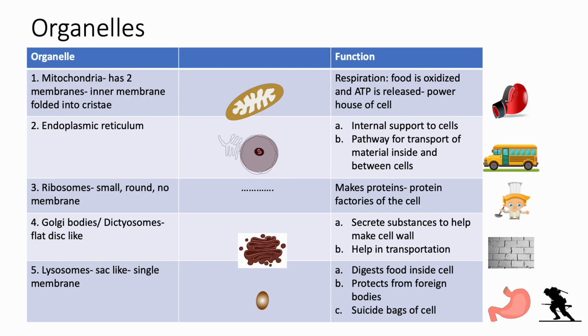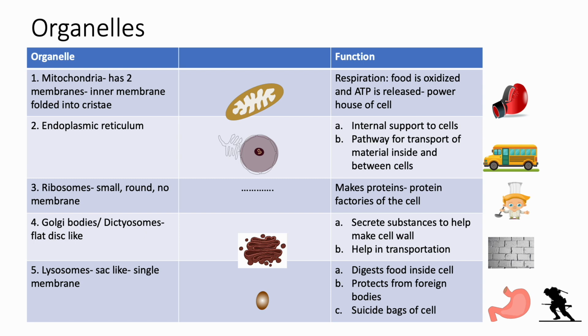Organelles. Now these are important. They might give you the picture of the organelle and say, describe the organelle, tell me its function. So, mitochondria. The mitochondrion has two membranes and the inner membrane is folded into cristae. Now this is where the oxidation of food substances happens. So respiration happens here. Food is oxidized and ATP, the energy substance, is released, and therefore it is called the powerhouse of the cell.